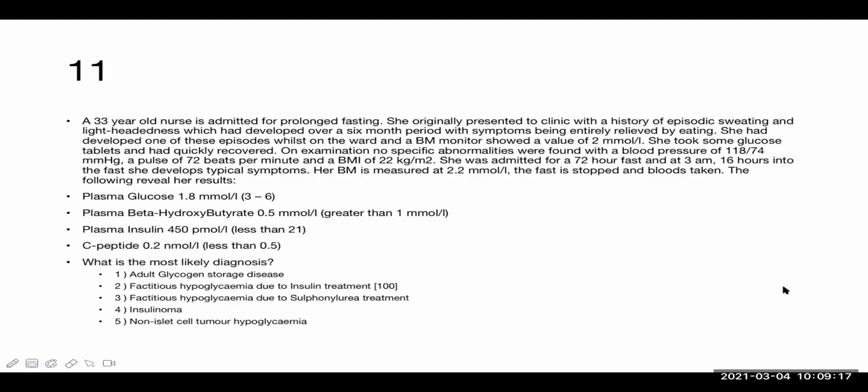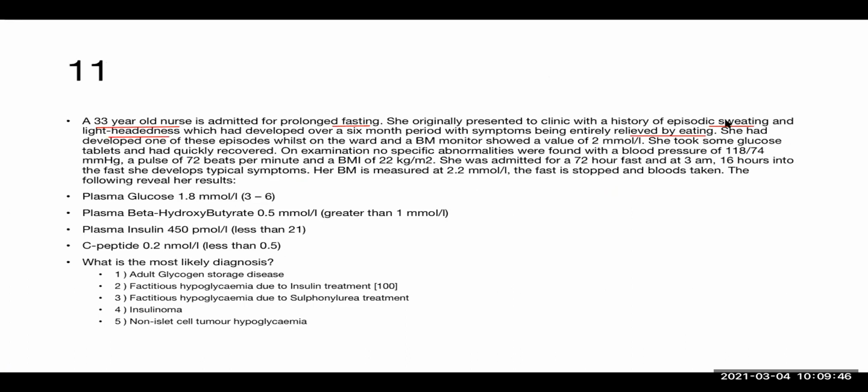Let's move on. Now, number 11. Probably we end today's discussion after this case because it takes a bit of time, so please pay attention. A 33-year-old nurse is admitted for prolonged fasting. She originally presented to the clinic with a history of episodic sweating and lightheadedness, which had developed over a 6-month period, with symptoms entirely relieved by eating.